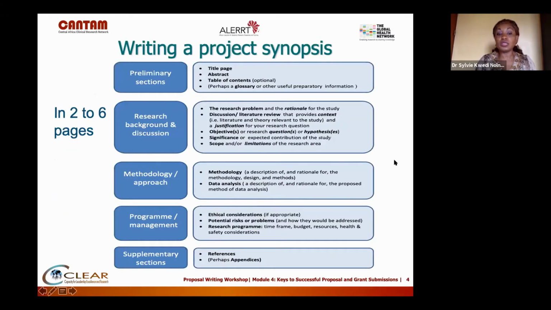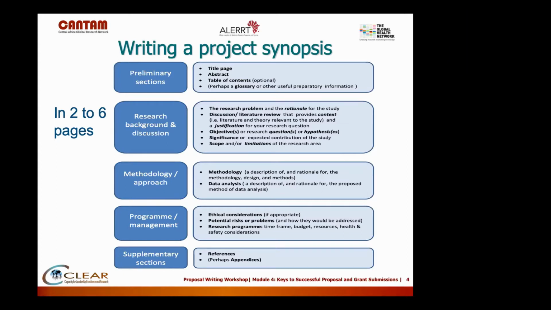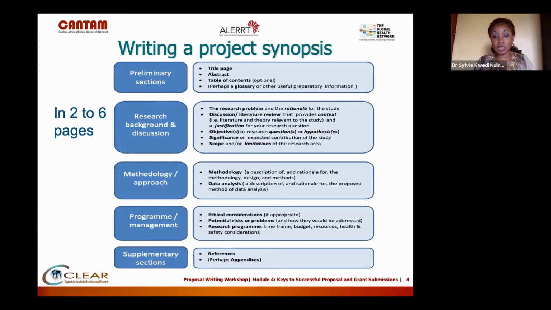Okay. So when you write your synopsis, you follow the same format as the full proposal, except you don't have the abstracts or the table of contents, but you definitely have the title page, and you do it in 2 to 6 pages. So you might do the background and discussion, or you can call it the introduction, maybe in 1 or half a page, and then you might do the methodology in 1 page or 1.5 pages, and the rest in maybe 1 page. So you basically just condense everything, but you still need to tell the entire story, just in a smaller format. So that's what I want to say on the synopsis.